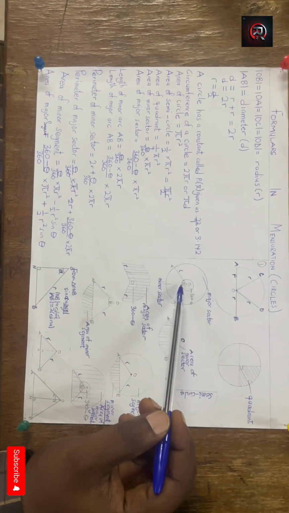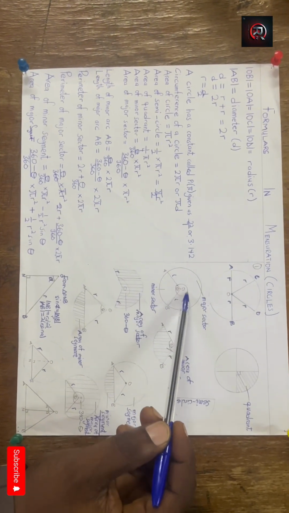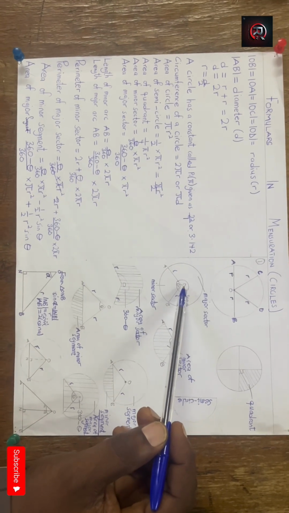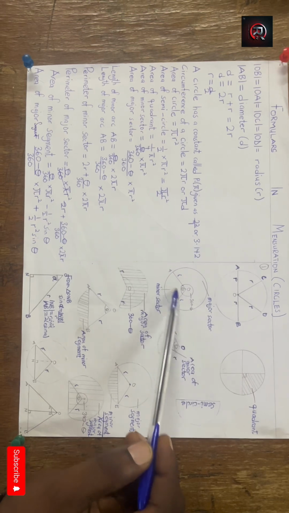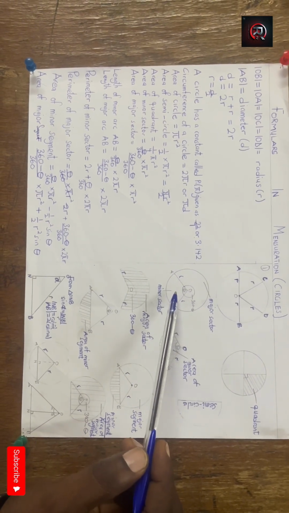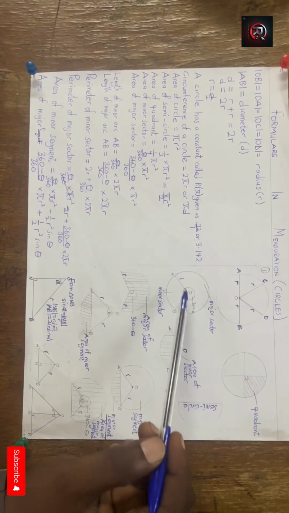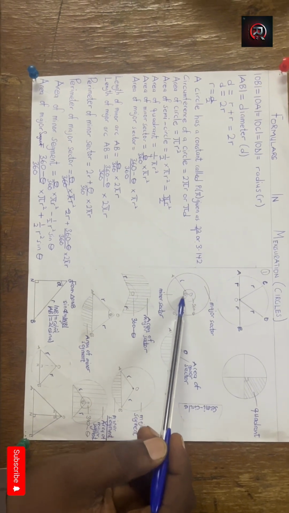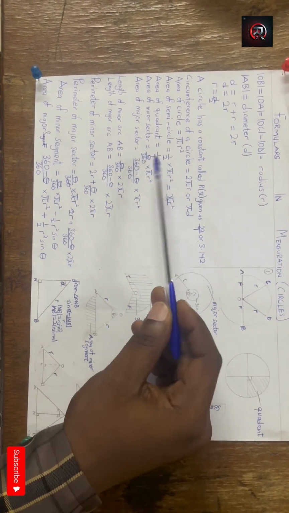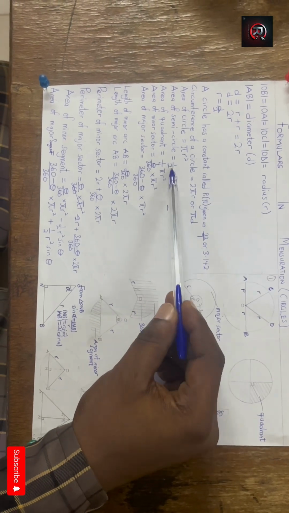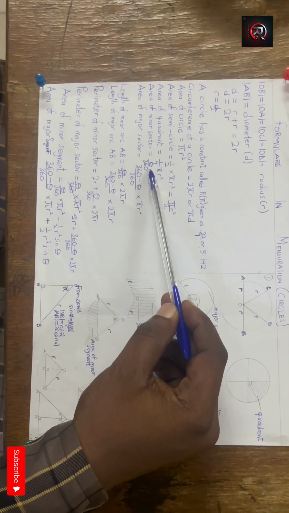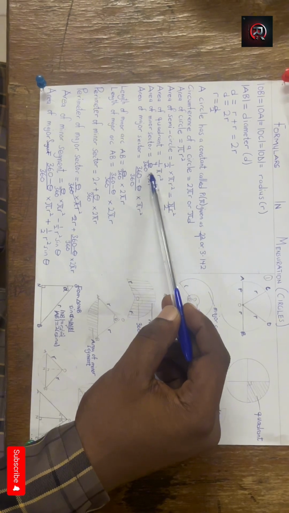So we need to know the difference between this angle and the reflex angle here. Now we can be asked to find the area of the minor sector, which means this portion. And when we have been asked, the formula we are going to use is our angle here, which is theta, all over 360 times pi r squared. So this is the formula we can use to find the area of the minor sector.